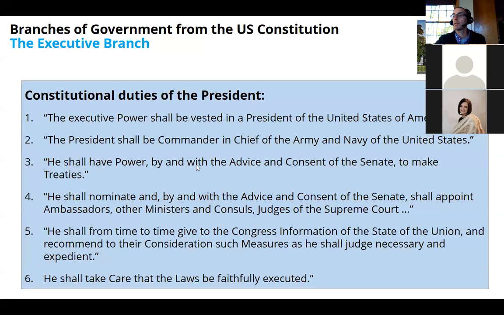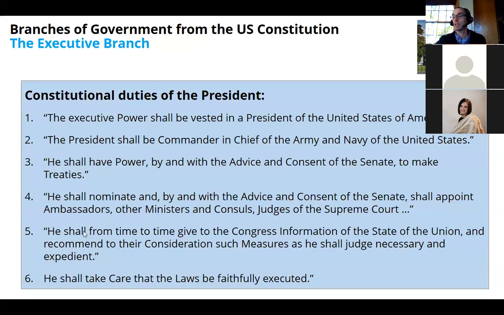He shall have power, by and with the advice and consent of the Senate, to make treaties. So checks and balances, we're going to look at that in a minute. With the advice and the consent of the Senate, he makes treaties. He shall nominate and, by and with the advice and consent of the Senate, shall appoint ambassadors, other ministers and consuls, judges of the Supreme Court. Okay, and we're going to talk about the Supreme Court and how that's in the news right now.